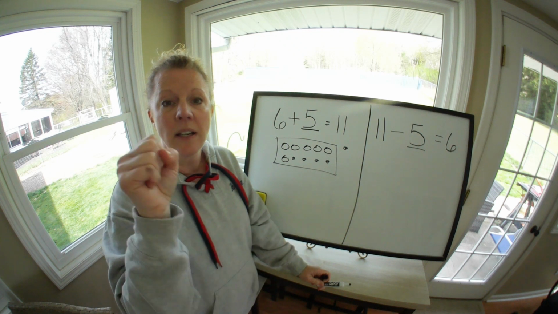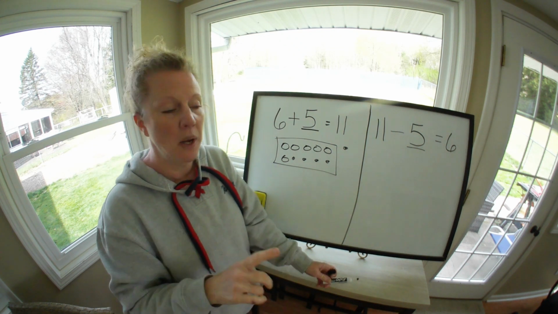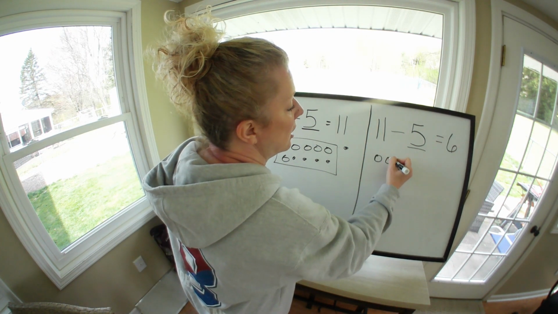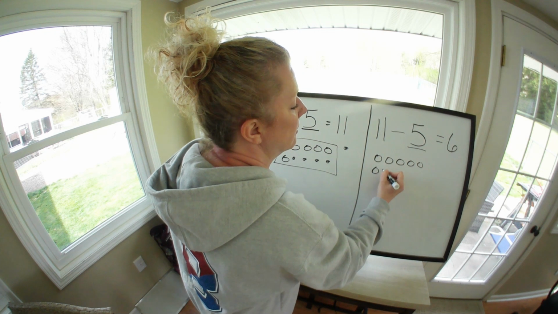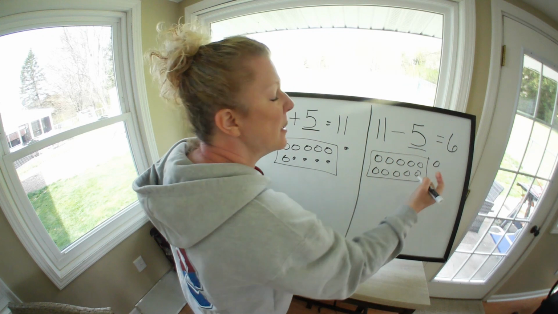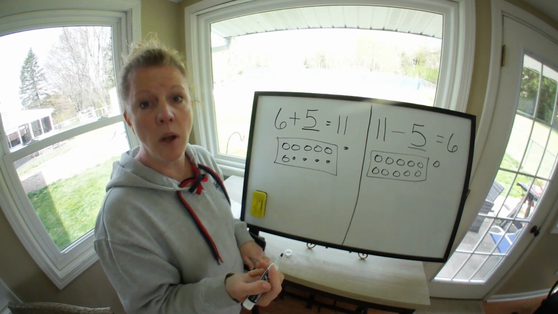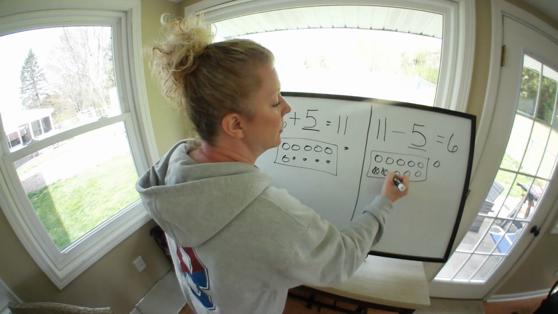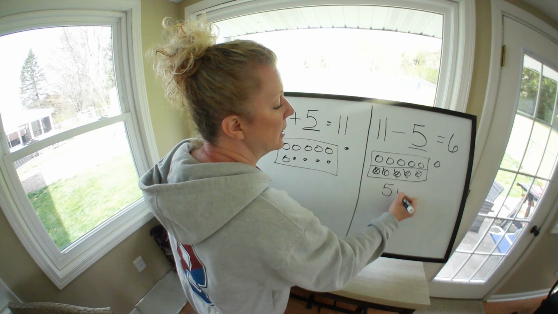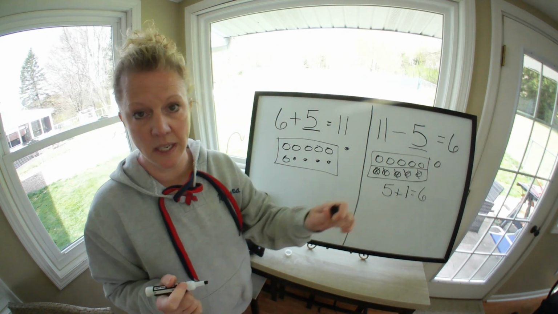So we have 6, 7, 8, 9, 10, 11. There's that 5. Okay? So again, if I started with the 11, so if I draw out my 11, just like I did over here, this picture's going to look a little different because now we're subtracting. So if I subtract 5, then I'm going to box what I have left. I have 5 here plus 1 more there. 1 more than 5 is 6.